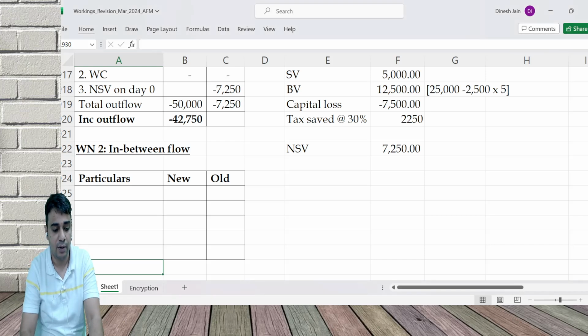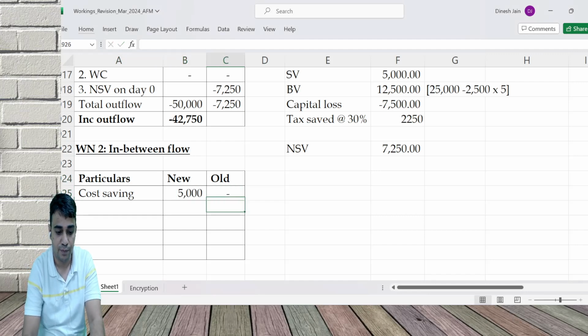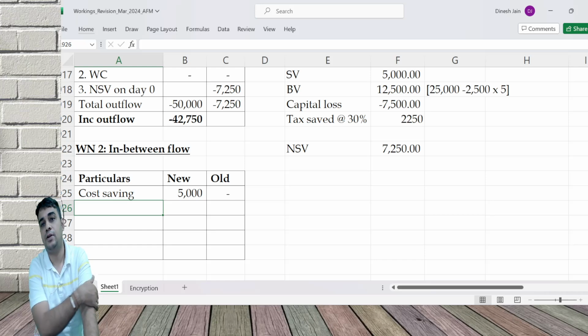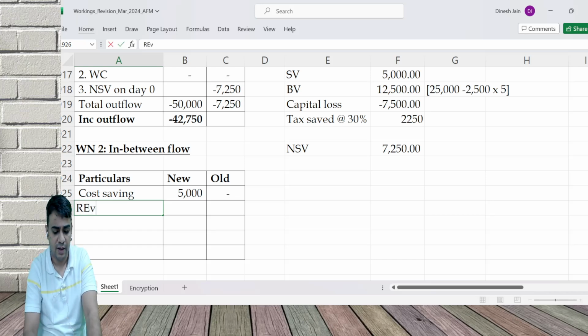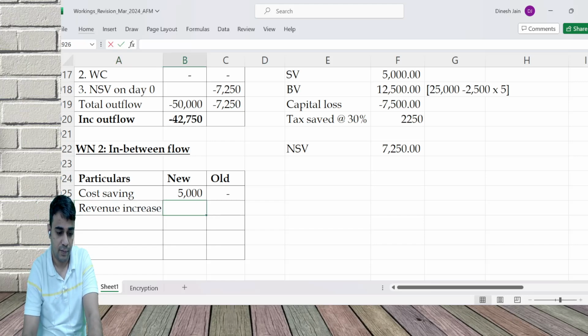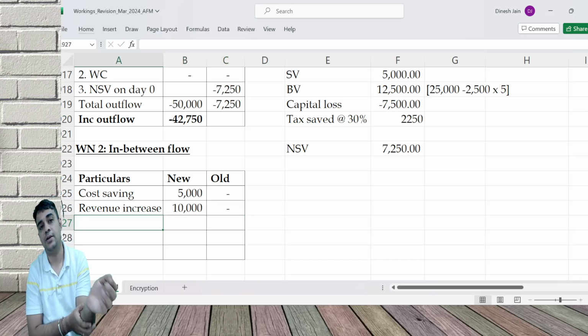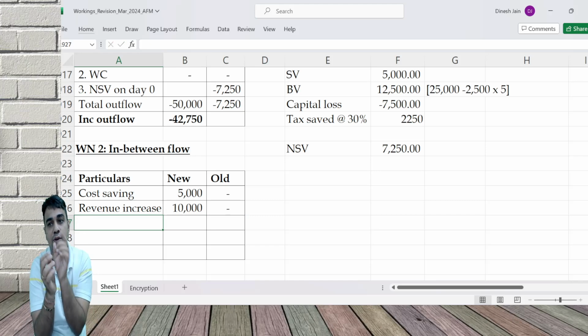So point number one, cost saving: 5,000, 0. Revenue increase: 10,000 and 0. See, I can club them together and do it as a single table also. Let me first complete the separate table, then I'll tell you if clubbing is easy to do here. It's easy to do here.